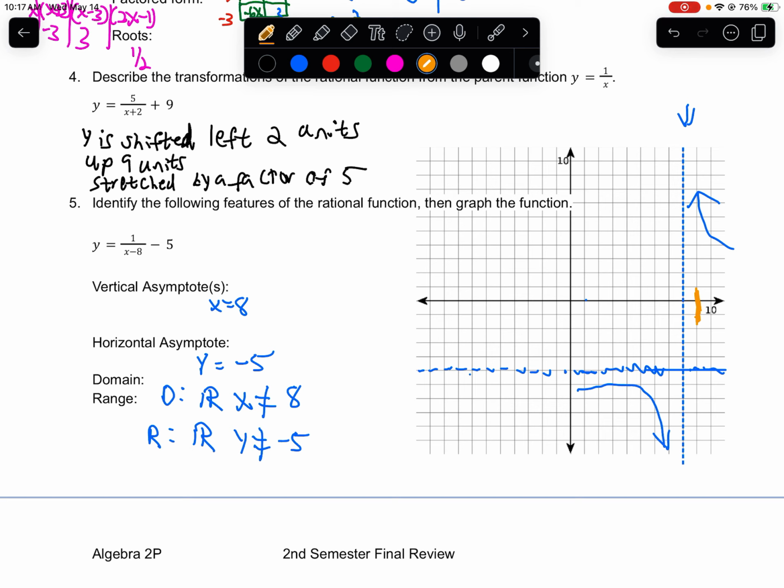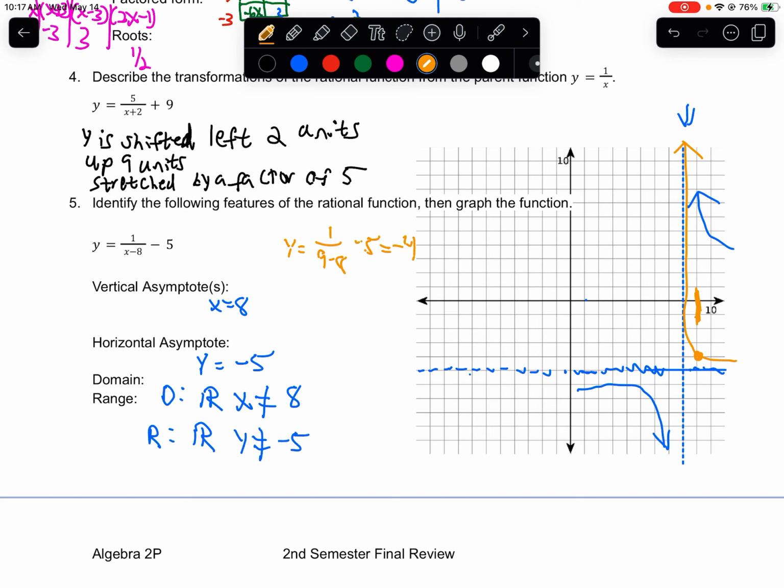So if I put 9 in, then y would equal 1 over 9 minus 8, which is 1, minus 5, which is -4. So we know at 9, we're at 1, 2, 3, 4. So we're here. All right. So the graph is going to go off like that, and it's going to go up like that.